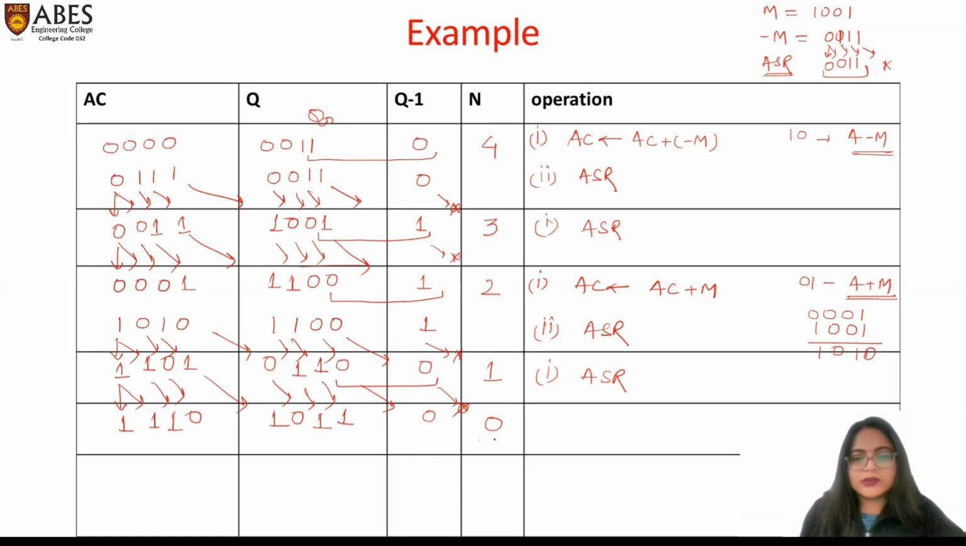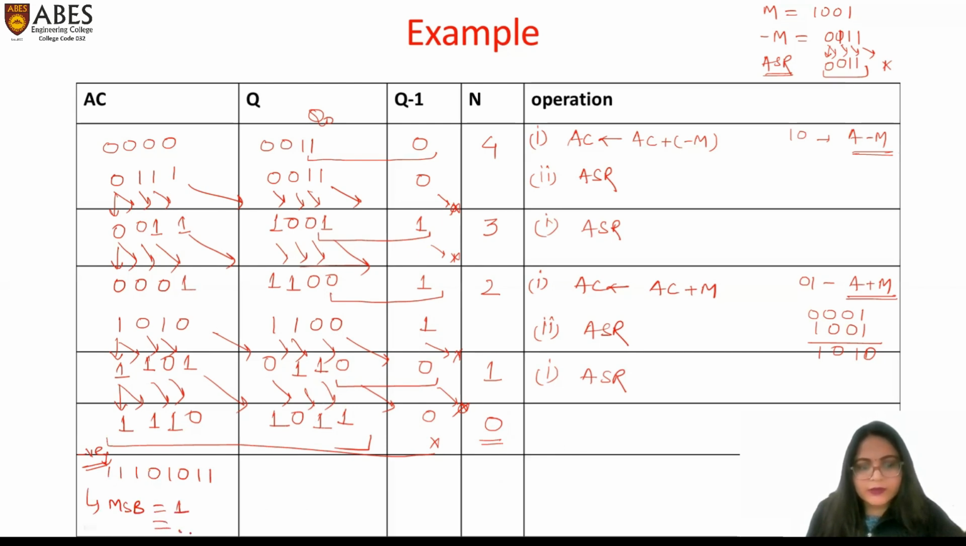As we find that n is equal to 0, we can find the result in accumulator and Q. We need to discard Q minus 1. So now the updated value is 1110, 1011. Okay, this 1 indicates that the result is negative. Clear? So if MSB is 1, we need to find the 2's complement of the result.